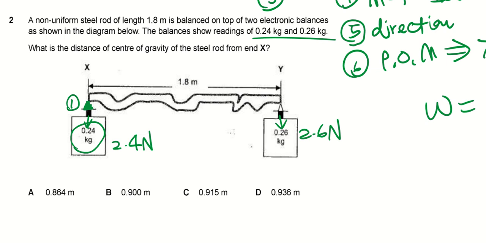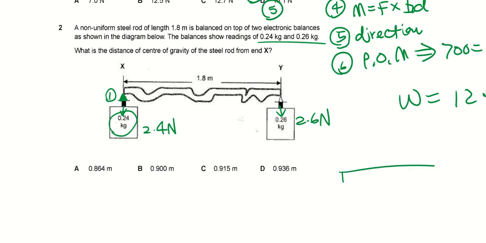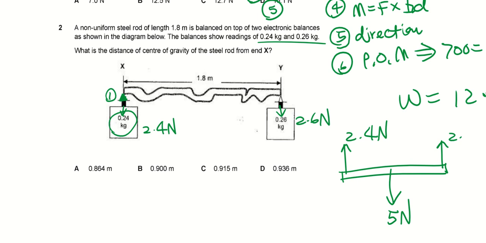You get this? This is the rod. You are the rod. What is your weight? 5 Newton. Why doesn't it fall? Because you are being supported at 2 points, right? And in order to support you, the supporting force must be up or down? Up. How much? 2.4 Newton. Here will be 2.6 Newton. This is the force that is exerted on the rod.